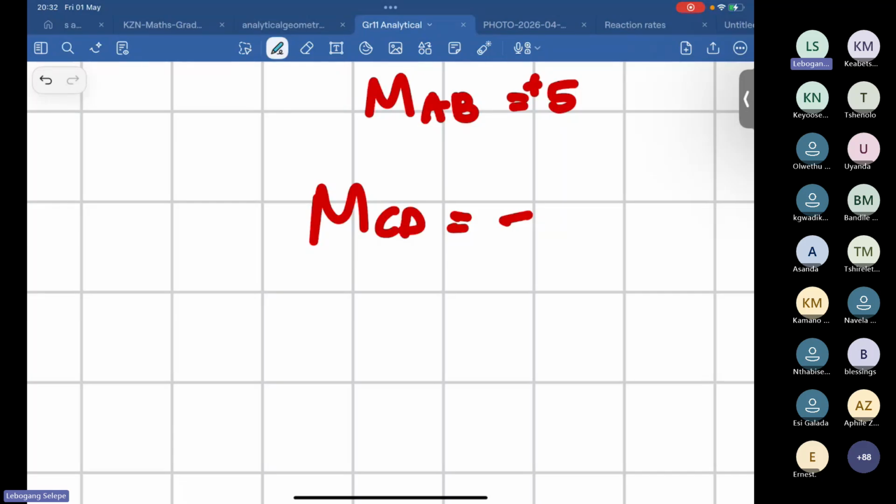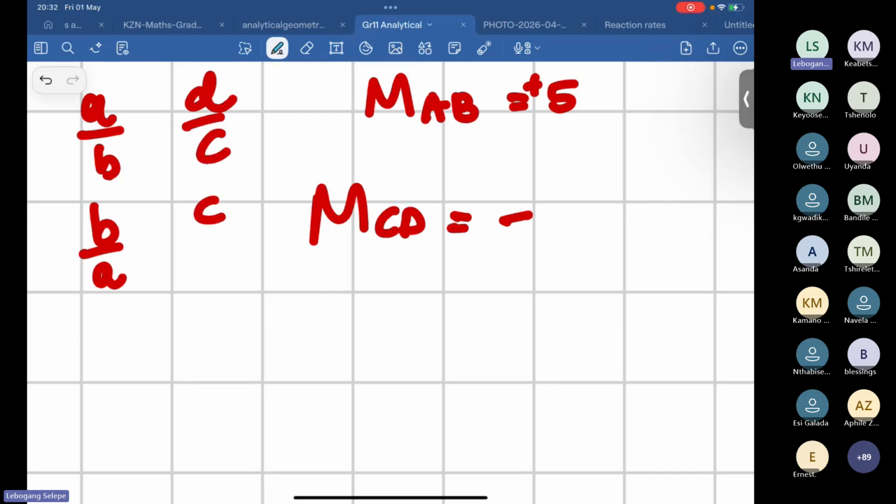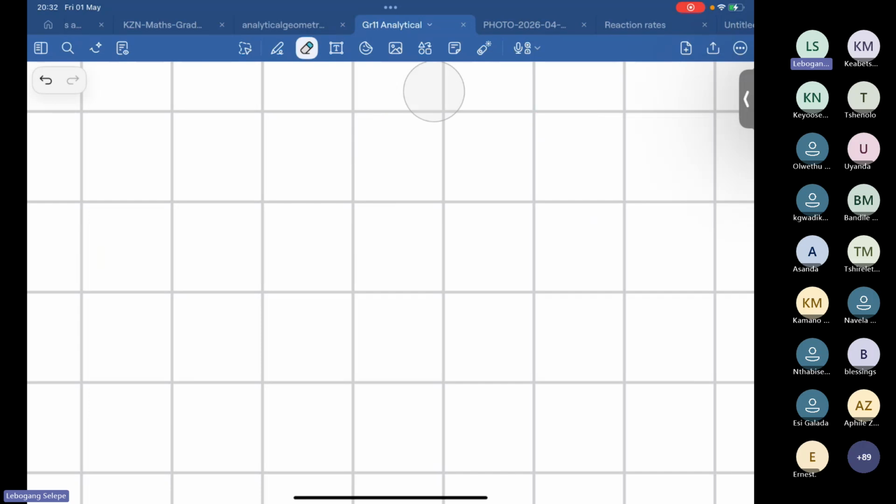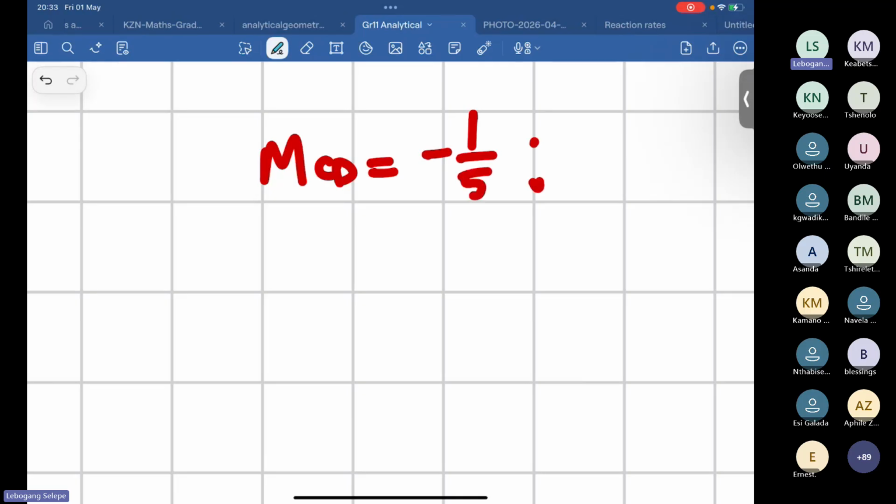What do I mean by invert? If I give you A over B, you must give me B over A. If I give you B over C, you must change to C over B. So in this case, 5 is the same as 5 over 1, so I'm going to change this to 1 over 5. No one is going to penalize you for saying the gradients like this. Instead of doing the calculation, no one is going to mark you wrong if you say the gradient of CD is -1 over 5, and the reason is perpendicular lines. This is highly acceptable. It saves time, and if you would like to do the calculation, that's very much acceptable.